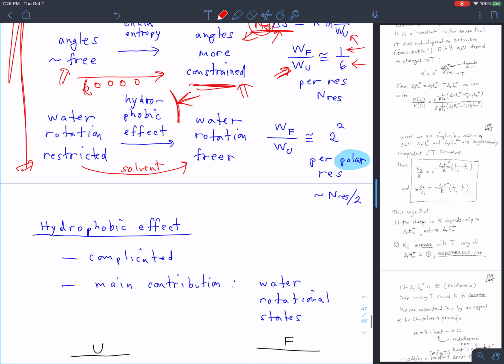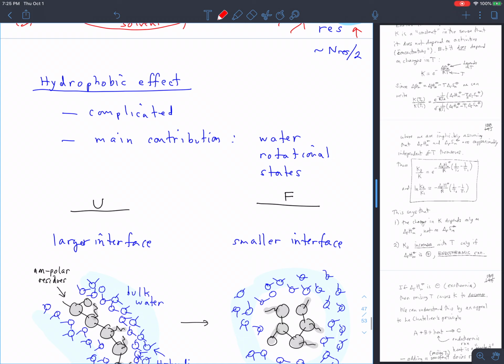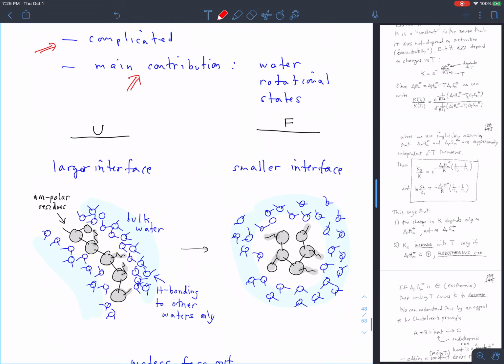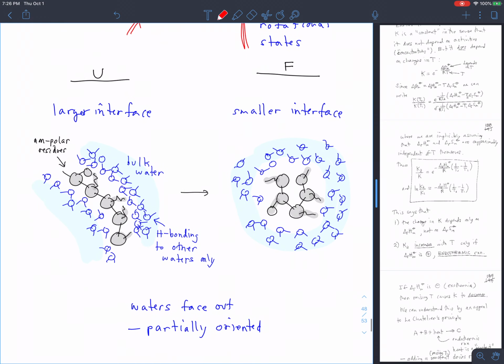So let's talk about that. Here's the value we're going to use in the end. The ratio of states before and after is 4, 2 to the 2 power, per polar residue. This doesn't apply for the non-polar residues, but does apply to the polar ones. I'll talk about where that comes from in a second, but let's talk about the hydrophobic effect itself first. Like I said before, it's rather complicated, but the main contribution seems to be the following. I said it's water rotational states, but what does that mean?